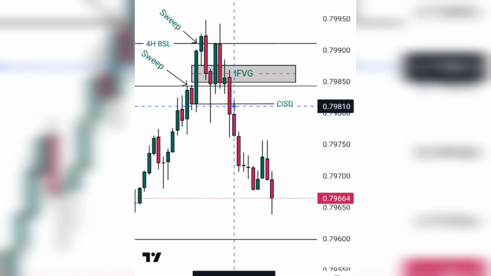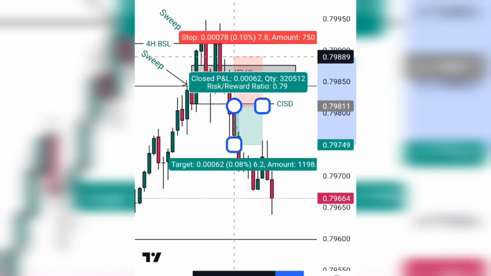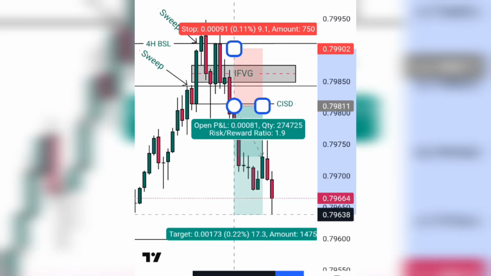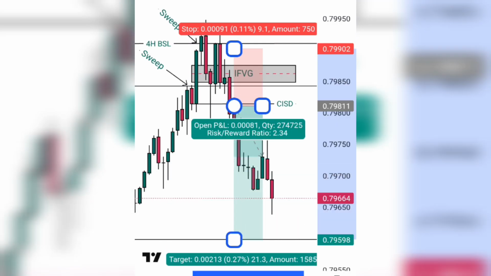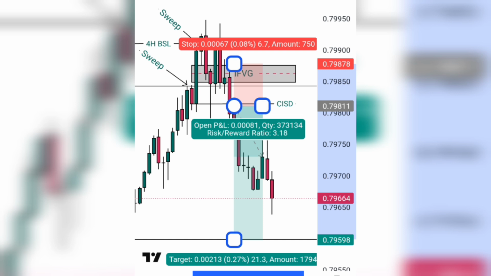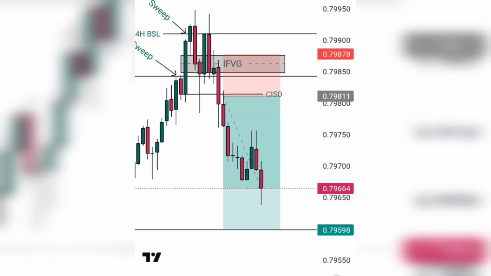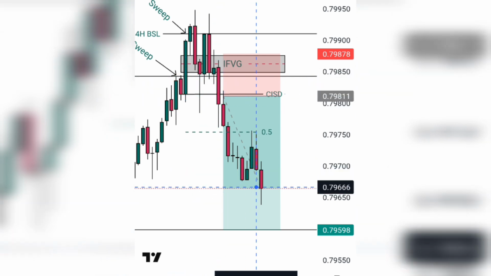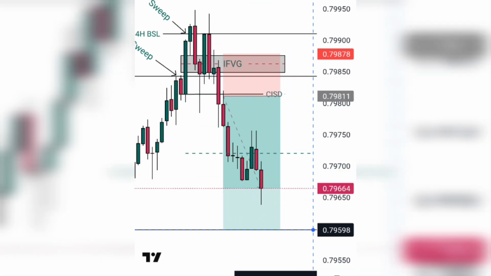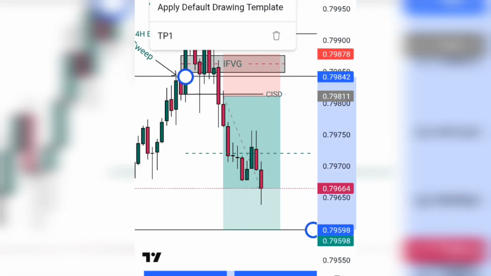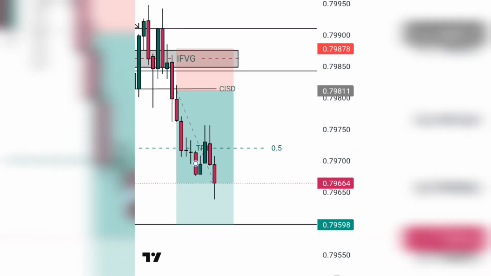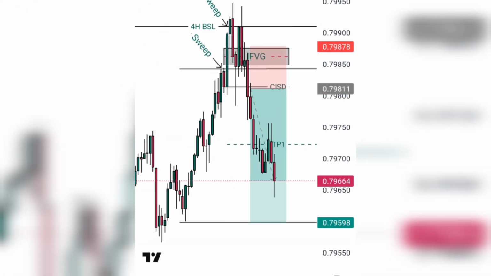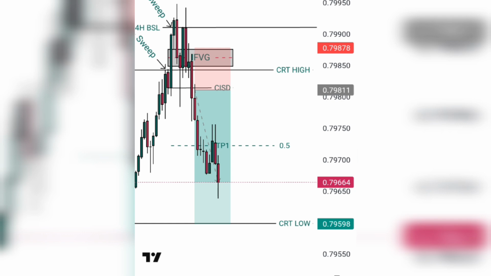So we're going to use CRT entry model 3, that is changing state of delivery, as our entry model. Stop above the inverted fair value gap and target the CRT low. But before that, also remember, we do take partials at the 0.5 level of the CRT candle. Yes, like that, and that's how you do it. We hit our full TP right there.